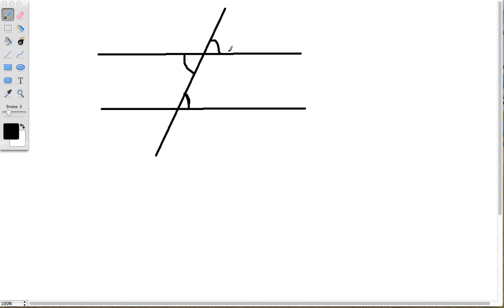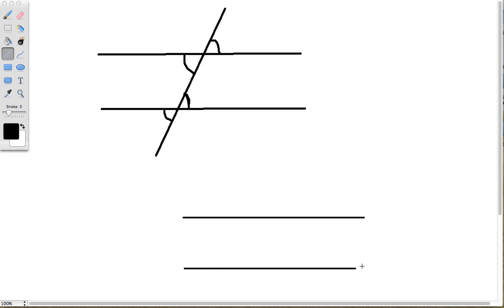Okay? So that angle will be the same as this angle. So this angle here will be the same as this top angle. Okay? So that's important. And remember also how in the last video, if we have two lines parallel again, and they're like this, we said that these two angles would be equal.